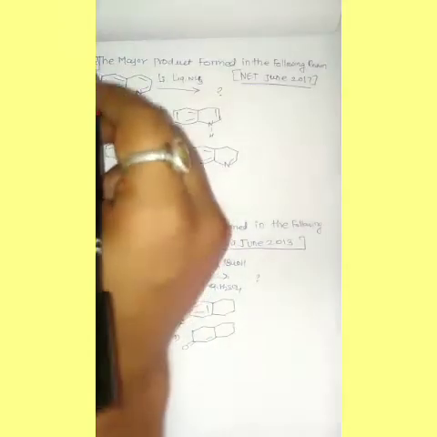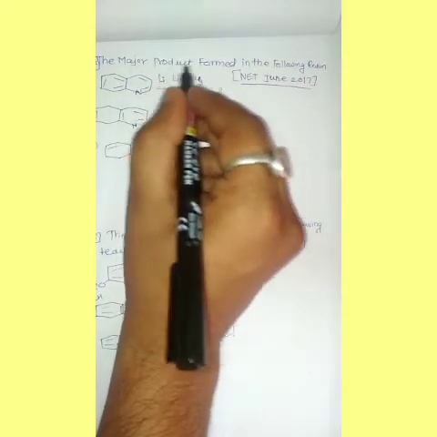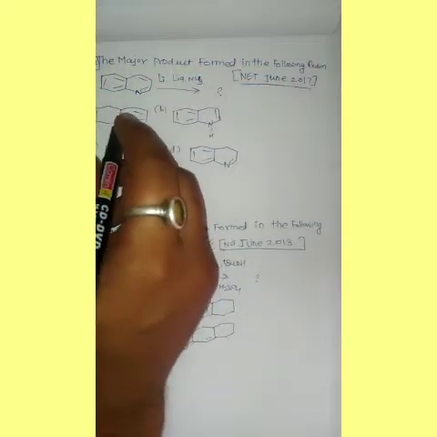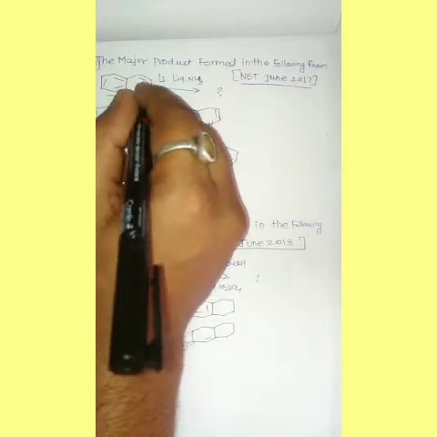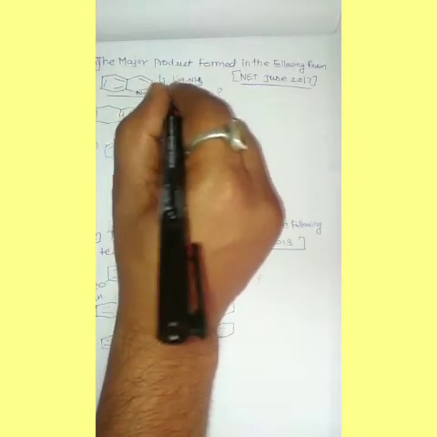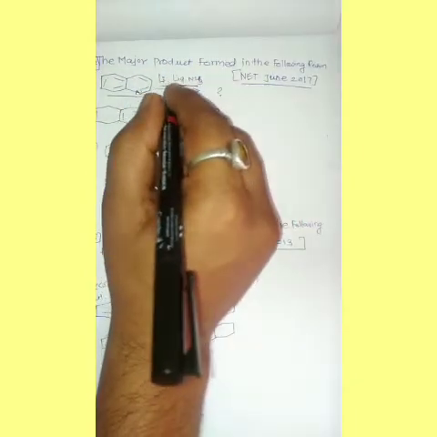Then move towards question number 7. The major product formed in the following reaction. This is quinoline. The reaction of quinoline using lithium in liquid ammonia. It is a Birch condition.